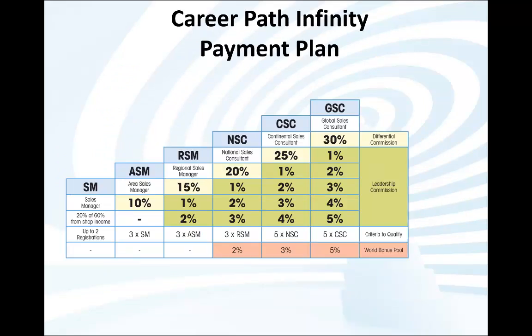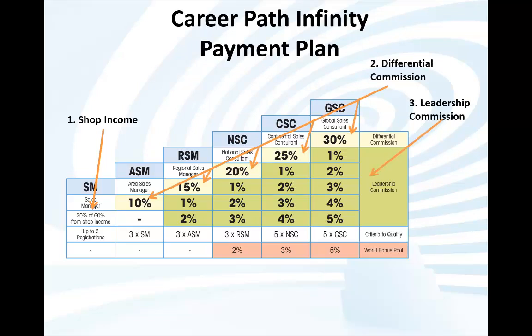Here we'll begin to explain the Career Path Infinity payment plan. It breaks down into 4 incomes. 1 is the shop income shown here. 2 is the differential commission here. 3 is the leadership commission. And 4 is the world bonus pool.